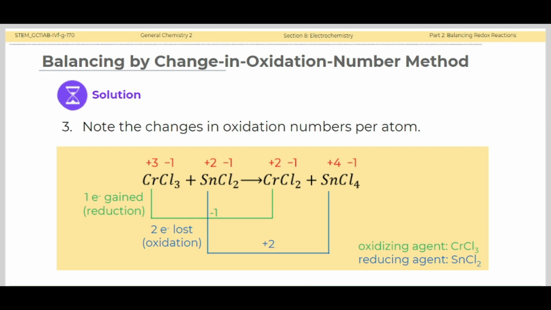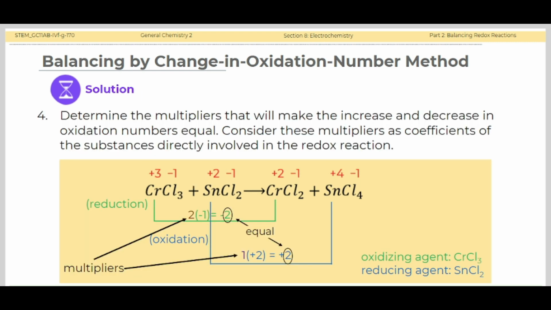3. Note the changes in oxidation numbers per atom. Note that chromium and tin undergo changes in their oxidation numbers. Chromium decreases in oxidation number by 1, which means 1 electron is gained in the reaction. This suggests that chromium-3 chloride undergoes reduction. Thus, it is the oxidizing agent. On the other hand, tin increases its oxidation number by 2. This means 2 electrons are lost in the reaction. With this, tin-2 chloride undergoes oxidation and it is the reducing agent.